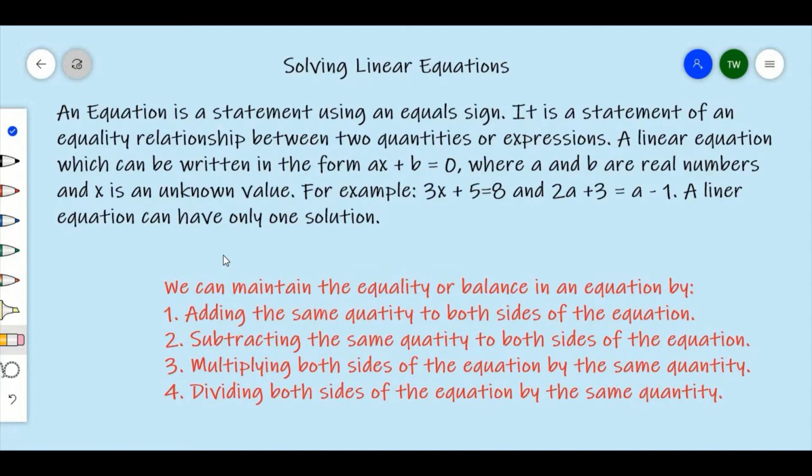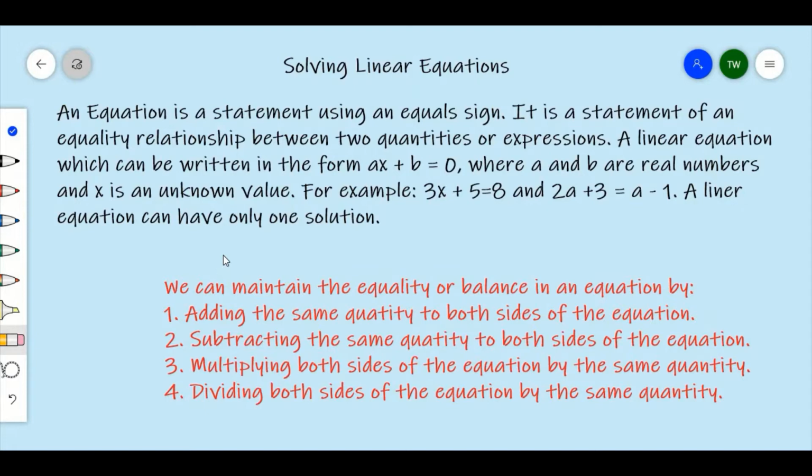A linear equation can be written in the form ax plus b equals 0, where a and b are real numbers and x is an unknown value. For example, 3x plus 5 equals 8. That's a linear equation. 2a plus 3 equals a minus 1. That's also a linear equation.